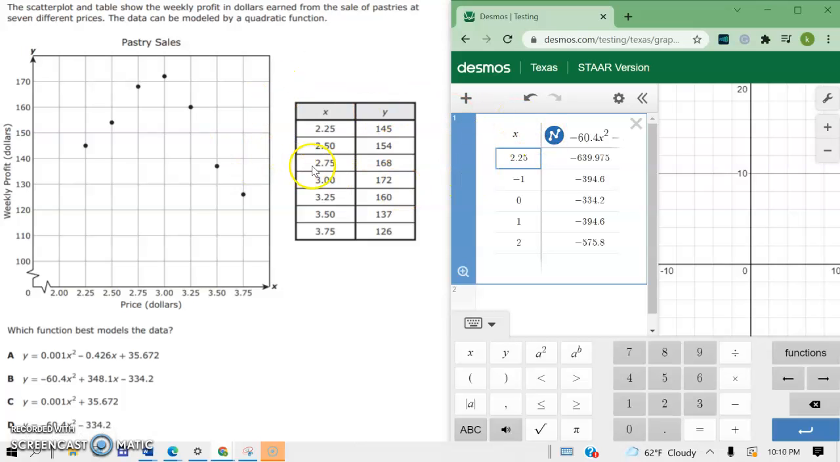Like I said, maybe you're going to have two of these that show an approximation, not the exact number, and that's how you work these out.